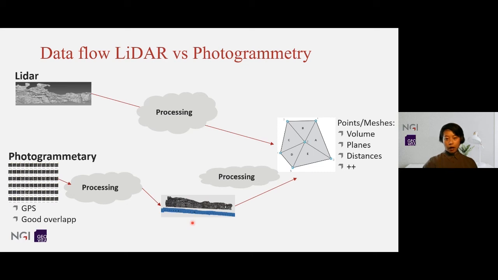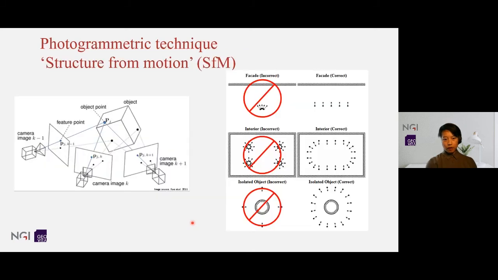So the processing time for photogrammetry is longer than LiDAR and more complicated. The imaging technique or photogrammetric technique that I'm talking about here, we call it structure from motion. Actually, you don't have to move while you're taking pictures, but the idea is that you take pictures from different positions of the same object.